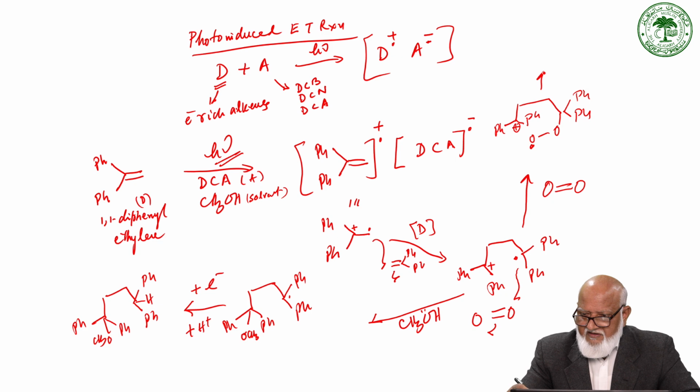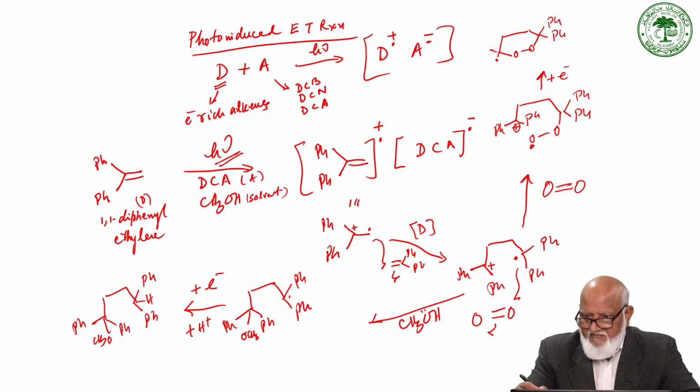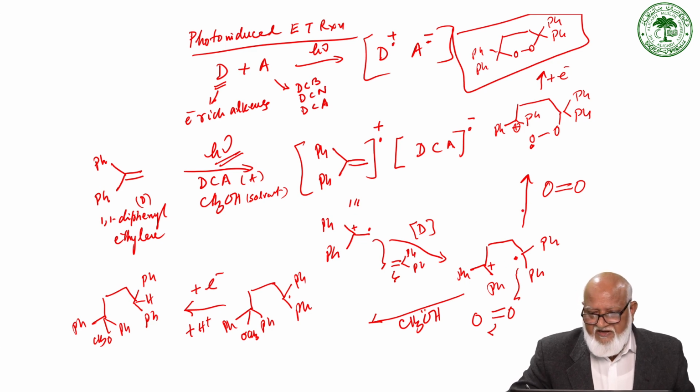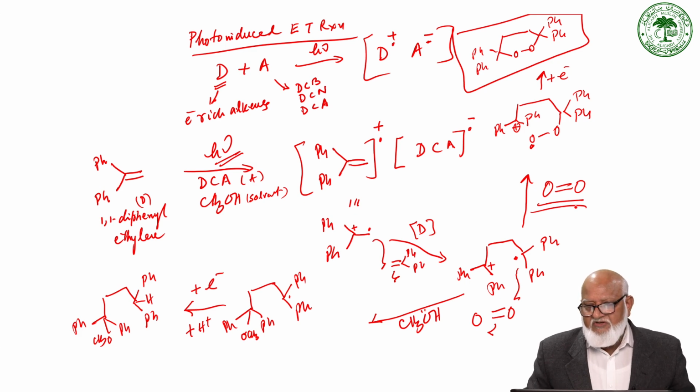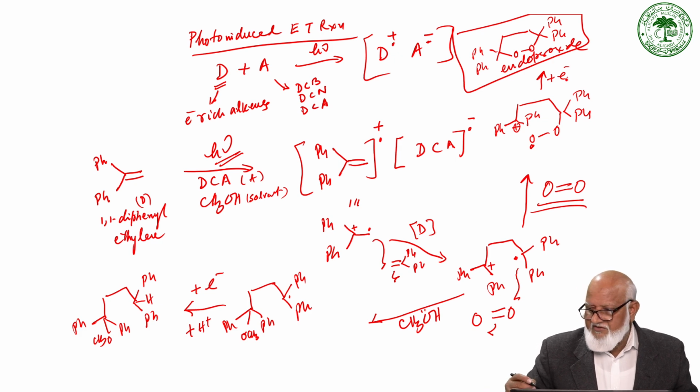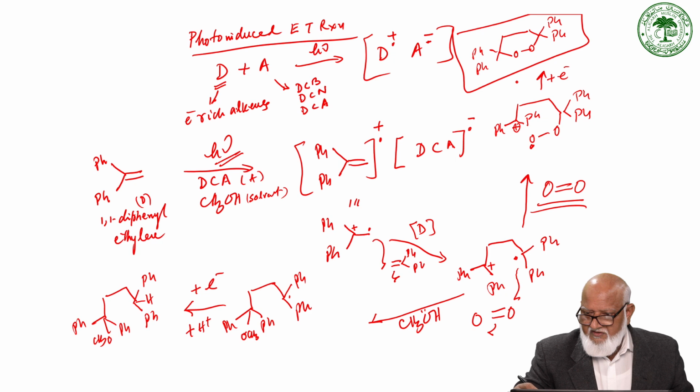Now this radical plus an electron acts as an electron acceptor and becomes an anion here, and it has been found to give a cyclic endoperoxide. The formation of this endoperoxide very clearly indicates that the radical cations are generated and can easily be trapped by oxygen. So this is the evidence, a very good example of trapping of a radical cation by oxygen to give an endoperoxide. Let me just remove this.